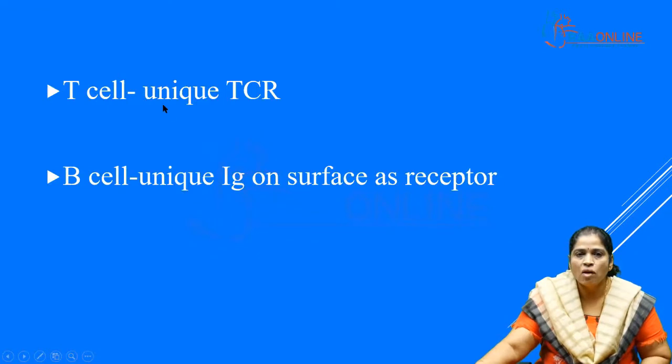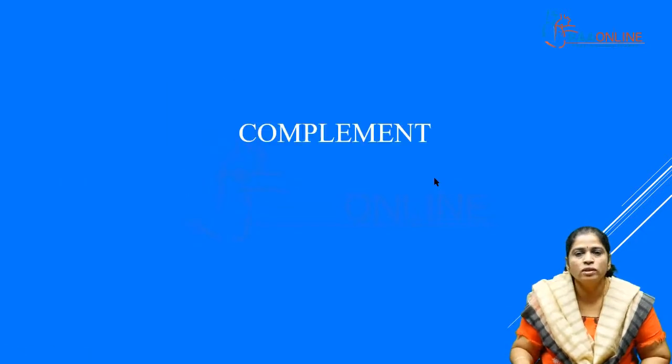The T cells have on them something called a unique T cell receptor, and the B cells have the immunoglobulin they produce. They put it on the surface as their receptor, which is also unique. Now let's look at the complement system.